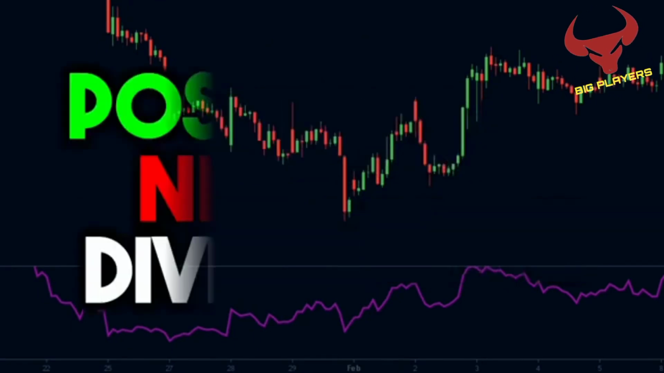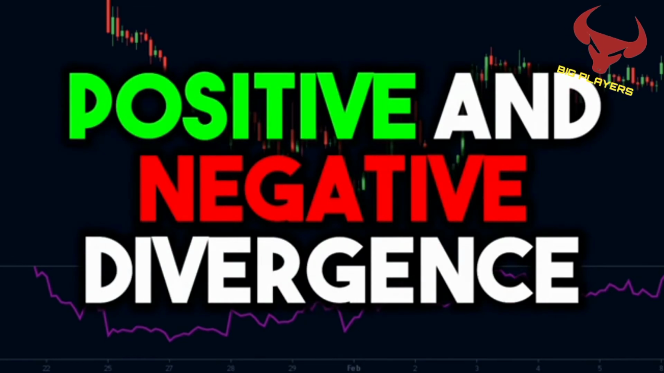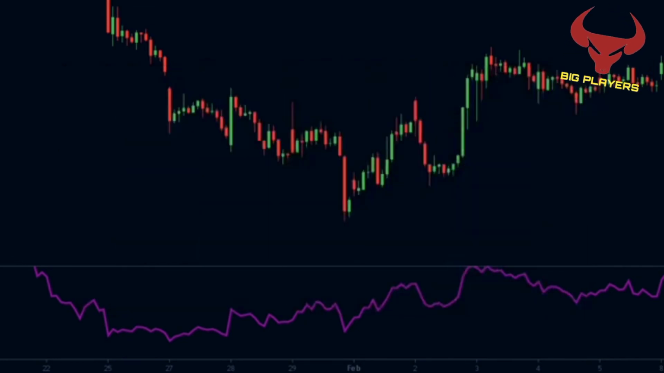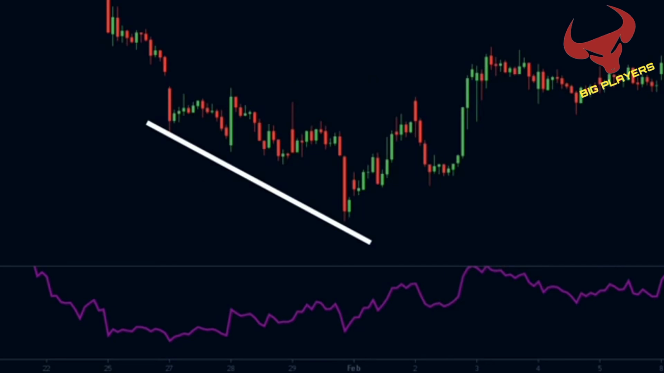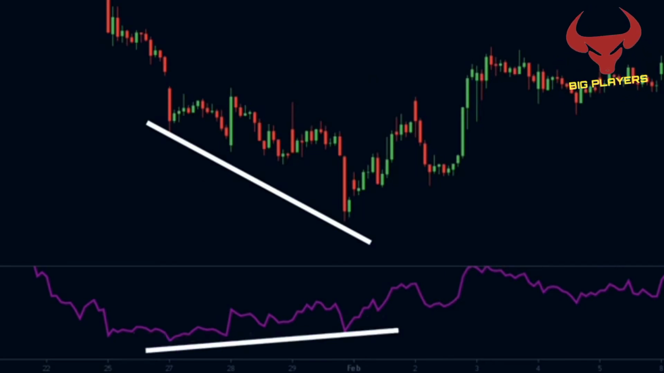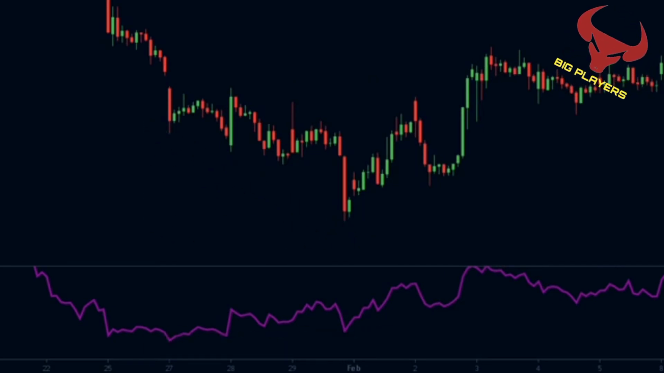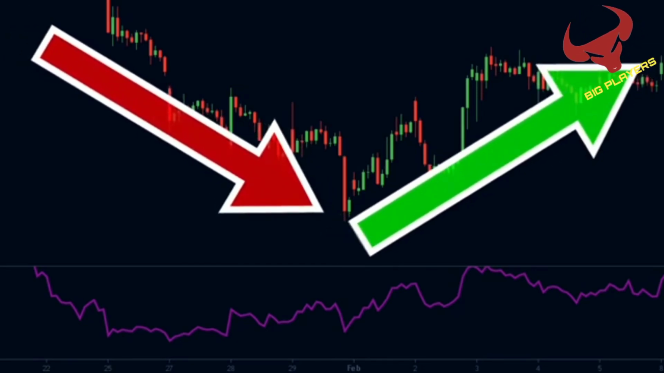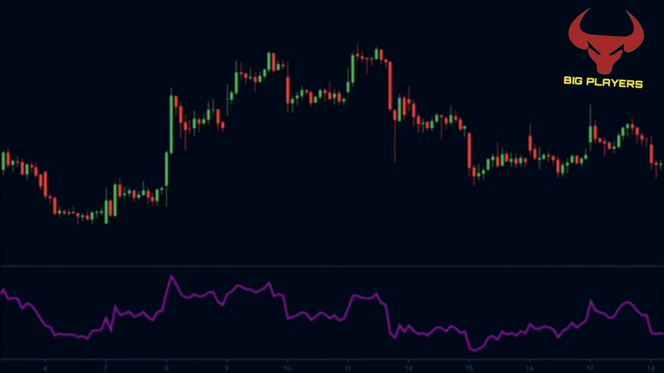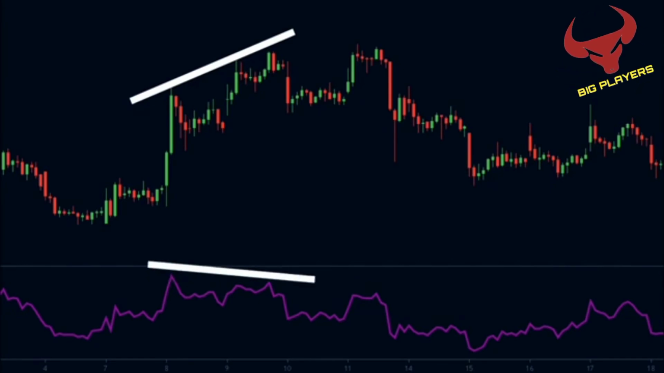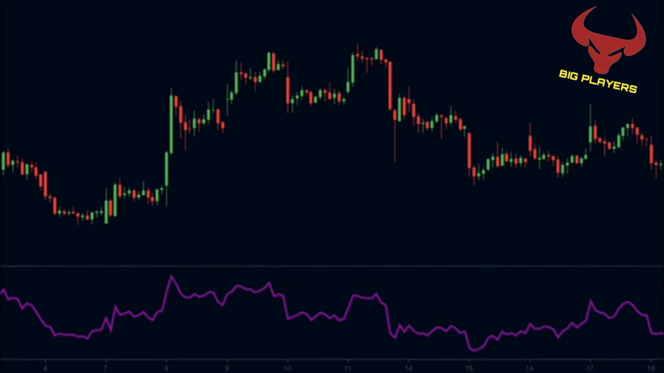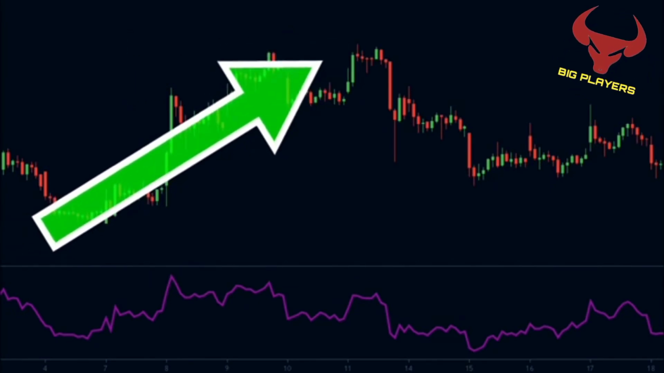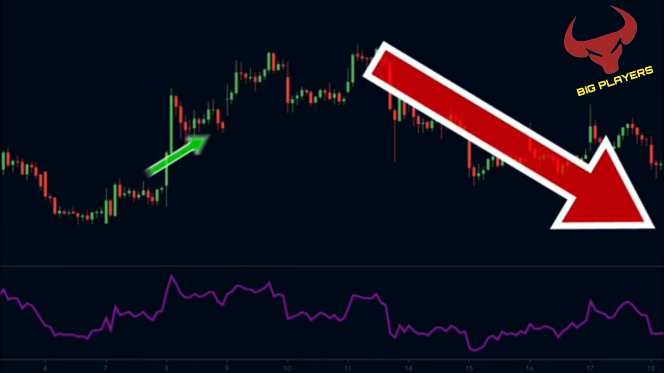First, let us understand what divergences are. Divergences are of two types: positive and negative divergence. A positive divergence occurs when the price makes a lower low, but the RSI makes a higher low. This indicates that the downtrend has lost its momentum, and a reversal may occur very soon. On the other hand, a negative divergence occurs when the price makes a higher high, but the RSI makes a lower high. This indicates that the uptrend has exhausted and a reversal may occur.